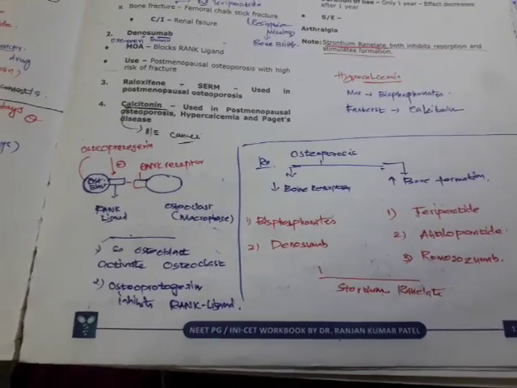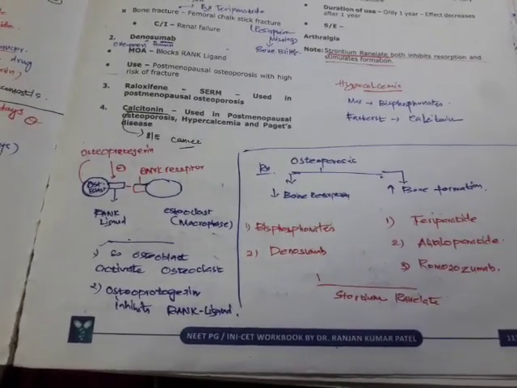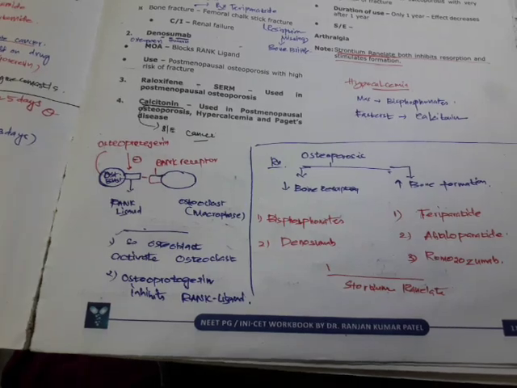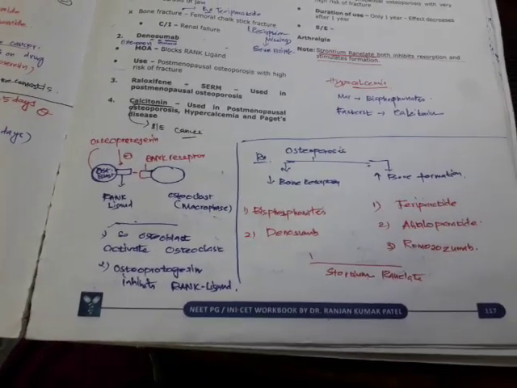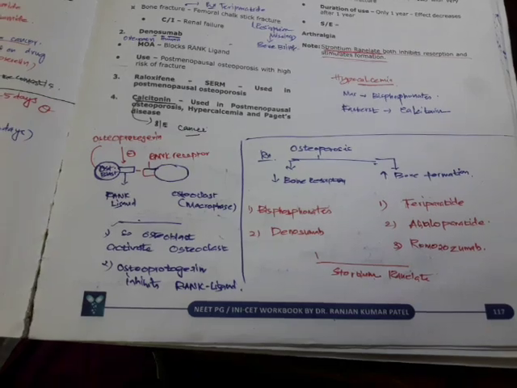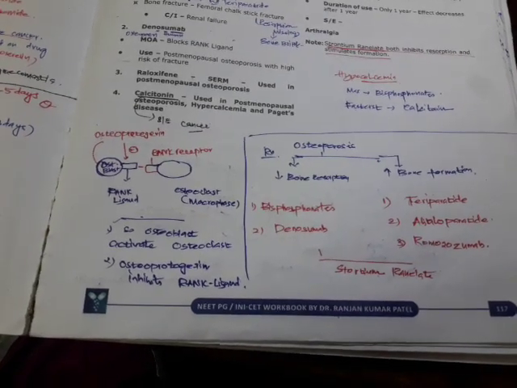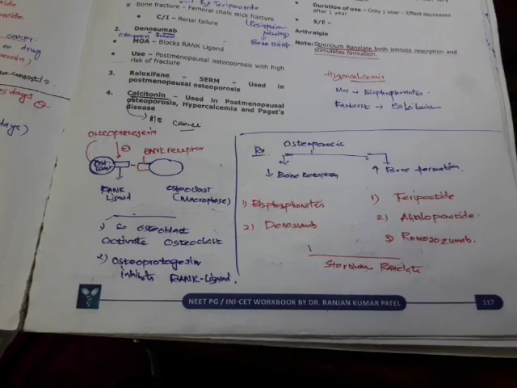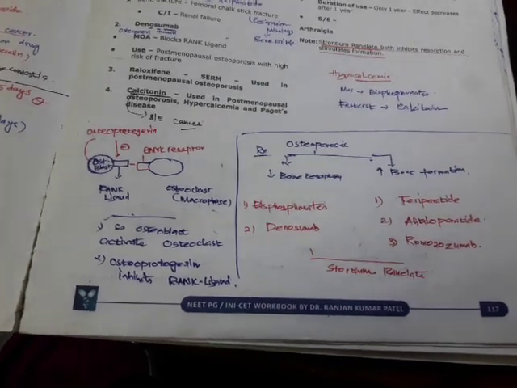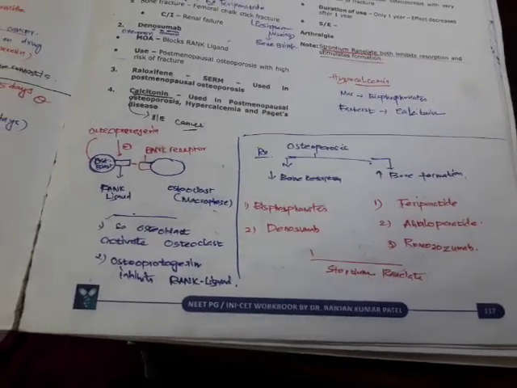Hello guys. Today we are going to learn about drugs involved in osteoporosis. We have two types: one that decreases bone resorption and another that increases bone formation. For decreasing bone resorption, we use two drugs, bisphosphonates and denosumab.